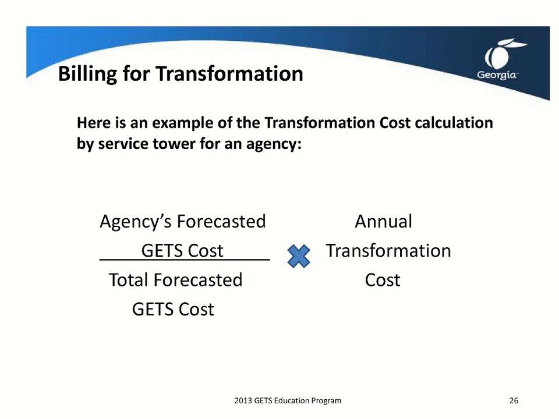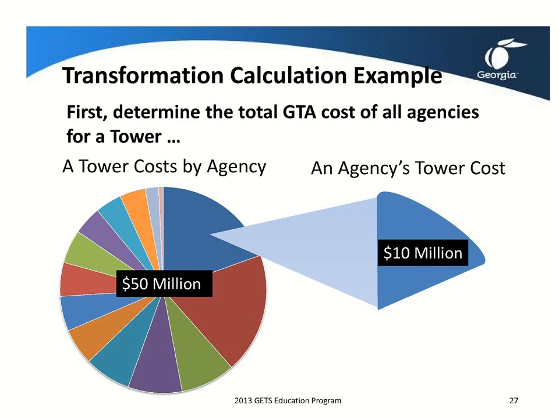So here's an example of the transformation cost calculation that is done by Service Tower for an agency. You take an agency's forecasted GETS cost within a tower, and then you take the total forecasted enterprise cost for that tower. You do the division there, and then you multiply that by the annual transformation cost for a tower. Now we have a more detailed explanation to follow.